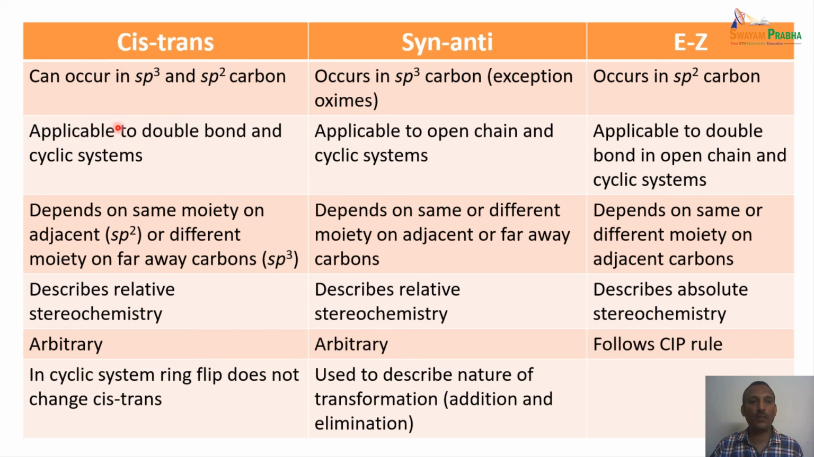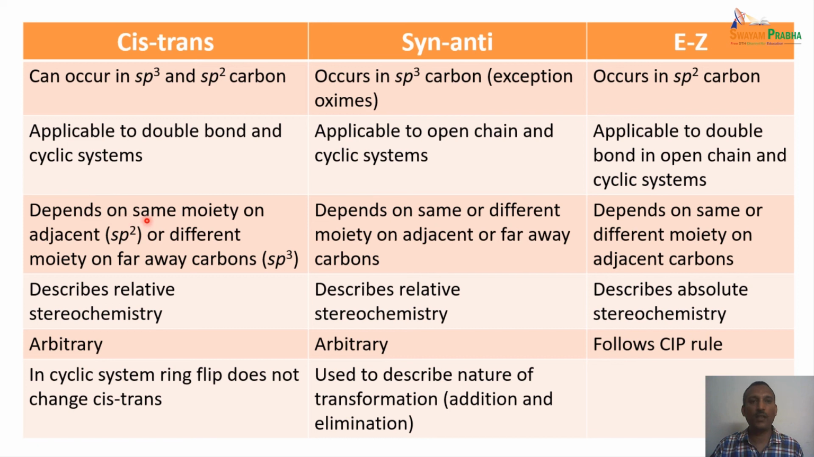So as we mentioned, the cis-trans is basically applicable to a double bond if it is the sp2 hybridized carbon, or the cyclic system if it is an sp3 hybridized carbon. And the Syn-Anti we can assign to both open chain and the cyclic systems, whereas the E-Z is for the double bond. So the double bond can be in the open chain or it can also be in the cyclic systems. So this is how E-Z nomenclature can be assigned.